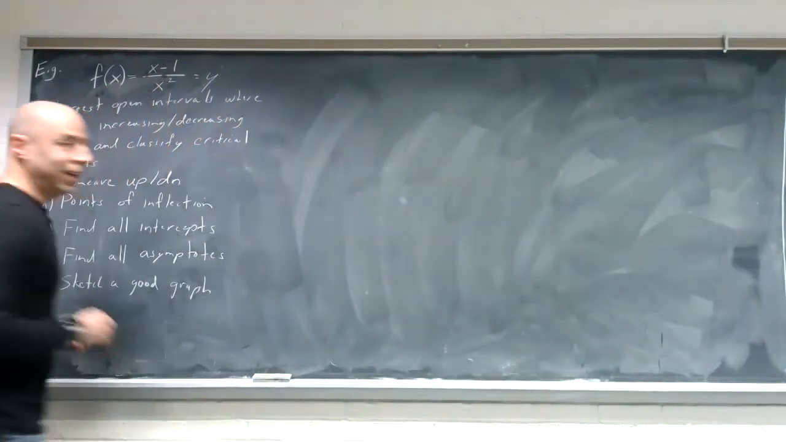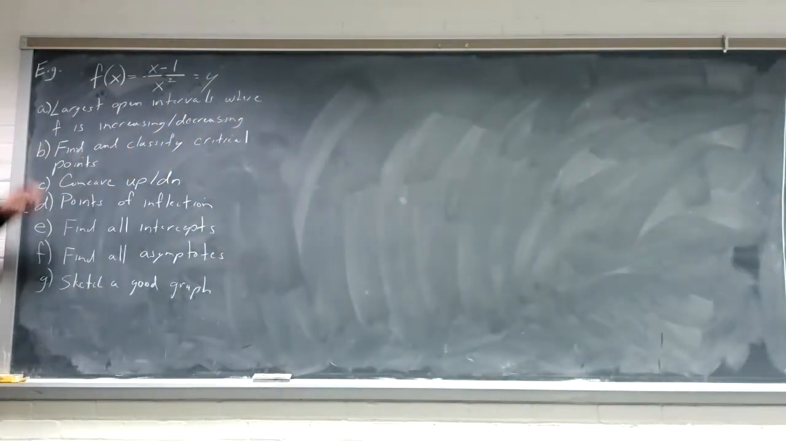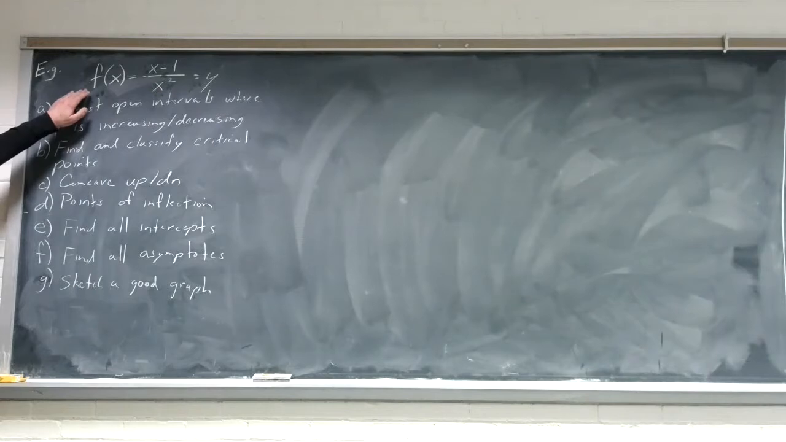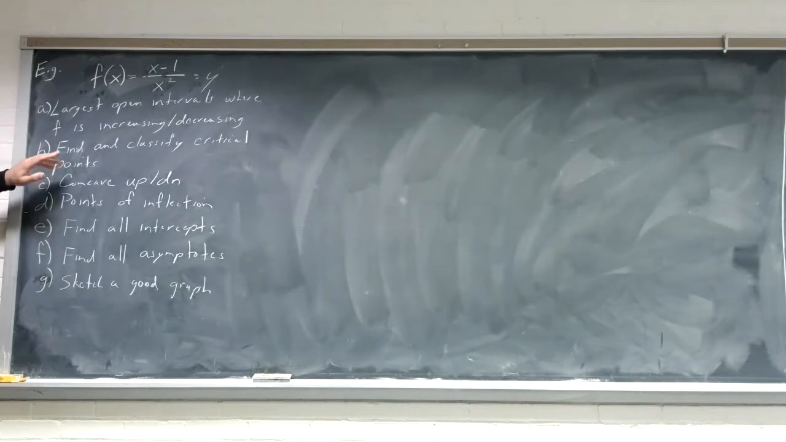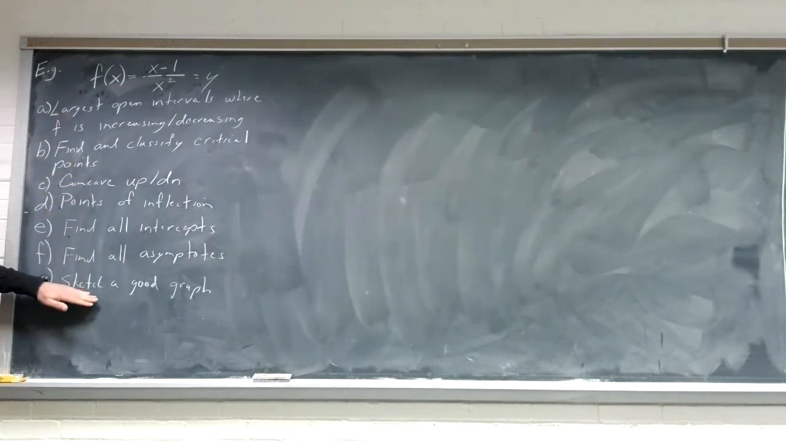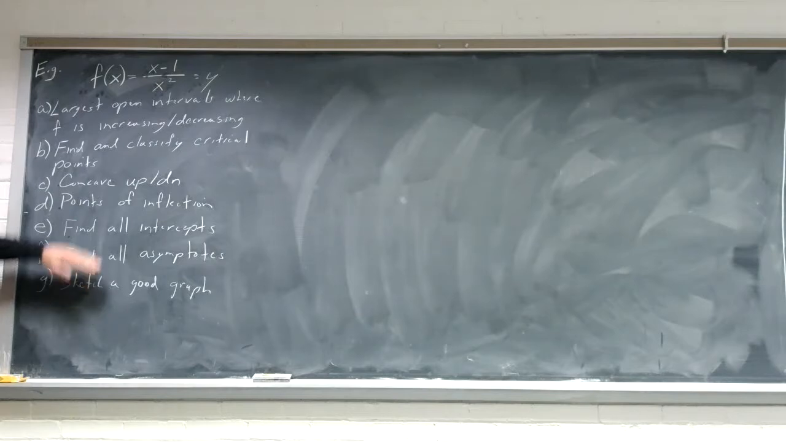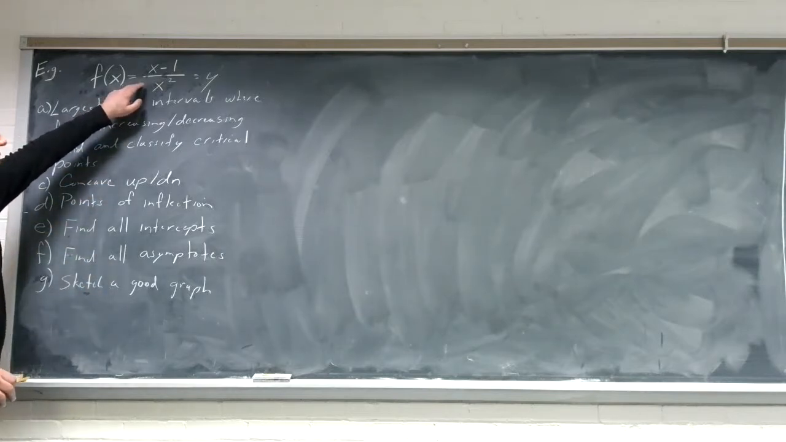Okay, I'd like to take a look at another problem where we're given a function and we're supposed to figure out where that function is increasing, decreasing, where it has its maxima and minima, concave up, concave down, points of inflection, intercepts, asymptotes, and then based on all this information, we sketch a good graph. Again, I'm going to give you a rational function.